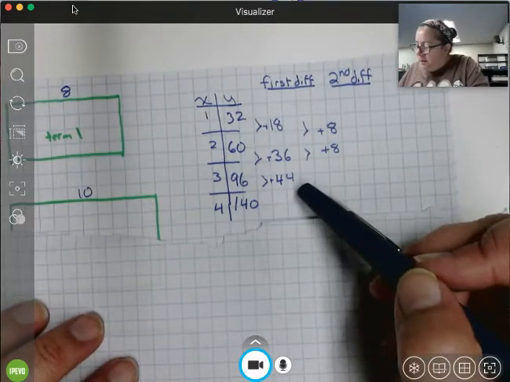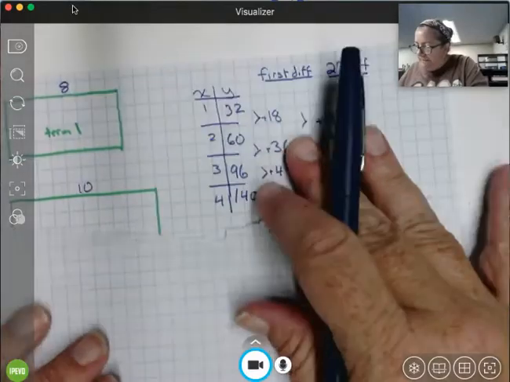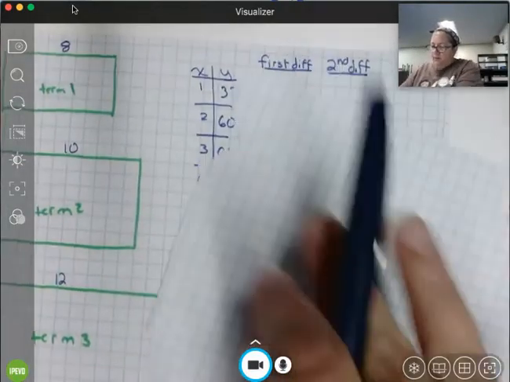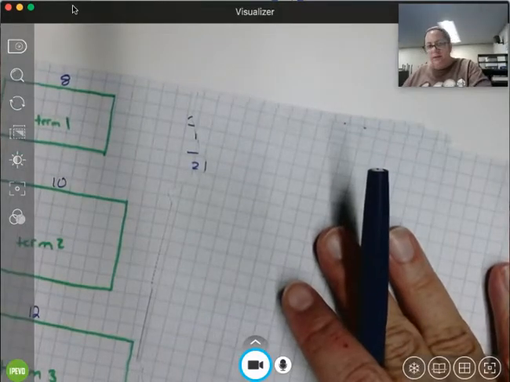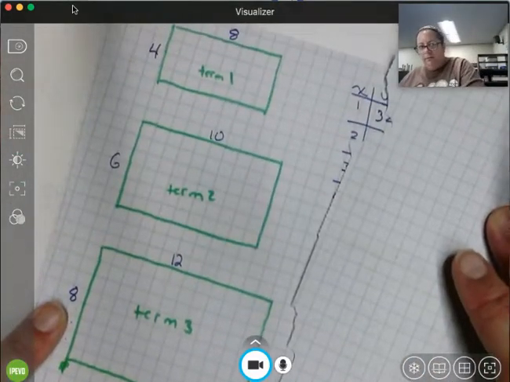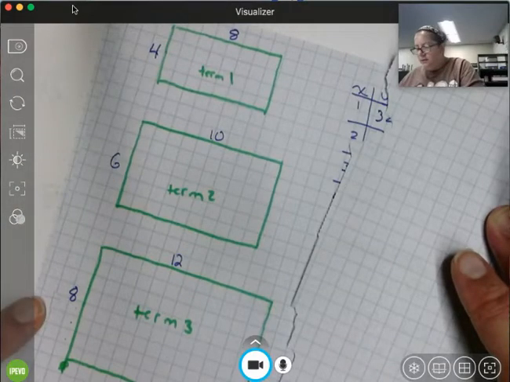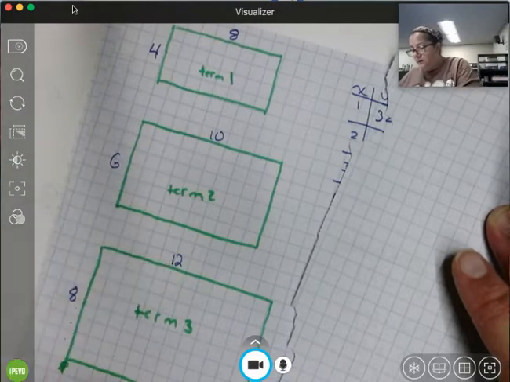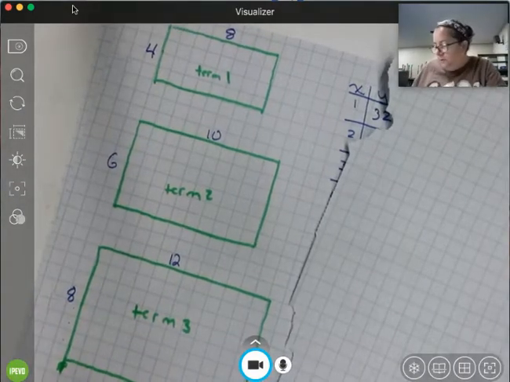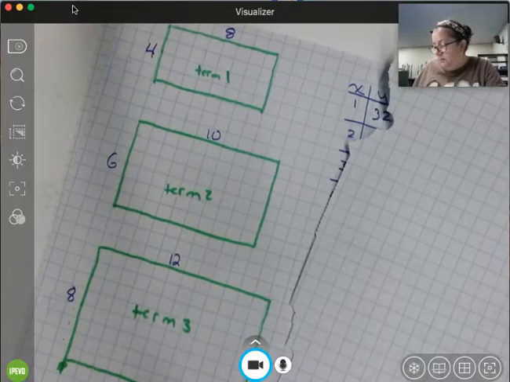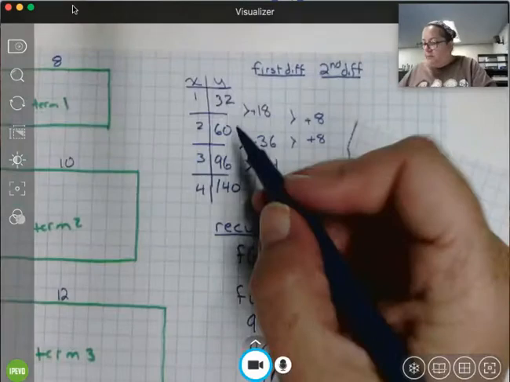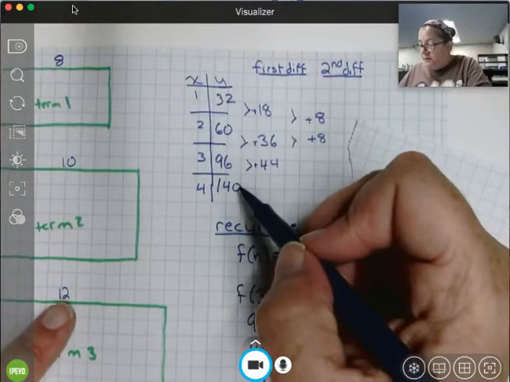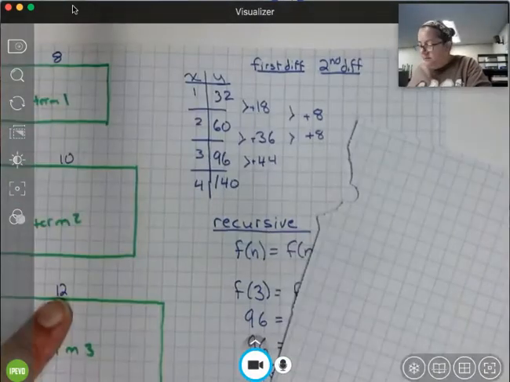And I found term 4 by just assuming or looking at what would come next. This went 4, 6, 8. So I assume the next one would be 10. And this went 8, 10, 12. So this one would be 14. So my term 4 would be 10 by 14, just by following the pattern. So that meant the area was 140 of that one. And then I got a second difference of 8.